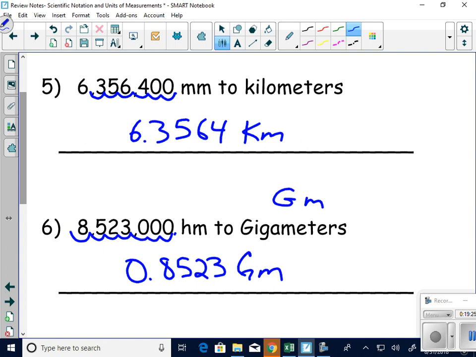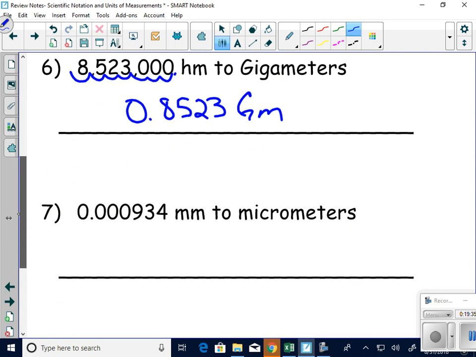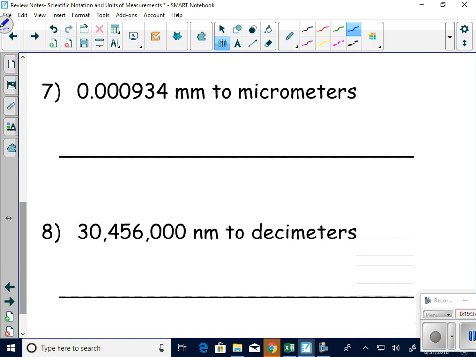You okay with that? Why don't we do this? I've got 2 more problems. I want you to do these 2 problems, and then I will work them on the board when you are done doing them.